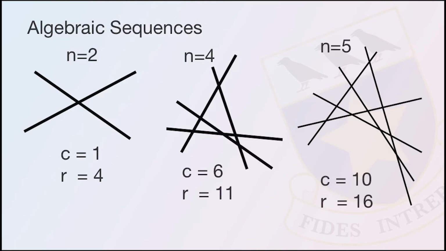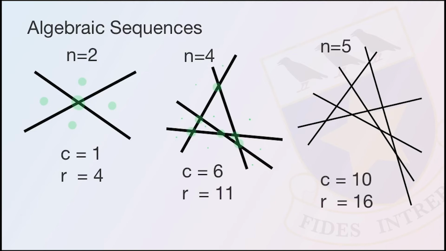When we've got 2 lines, it's quite simple. We have only 1 possible crossing, and there are 1, 2, 3, 4 regions. For 4 lines, this is the best possible scenario. We have 1, 2, 3, 4, 5, 6 points where they cross, and we've got 1, 2, 3, 4, 5, 6, 7, 8, 9, 10, 11 regions.